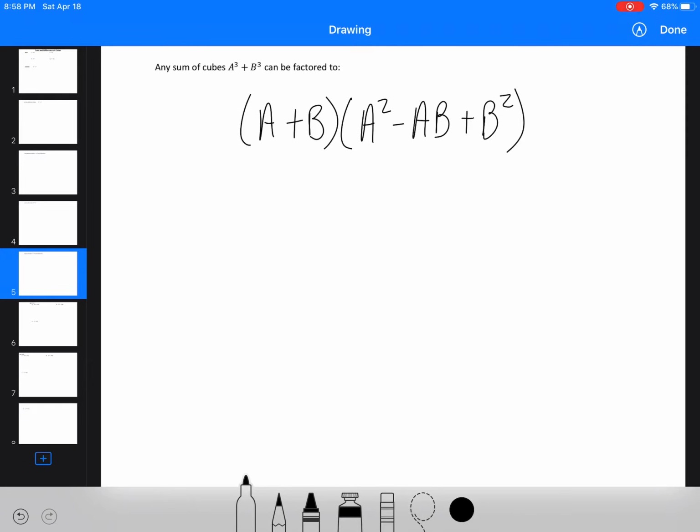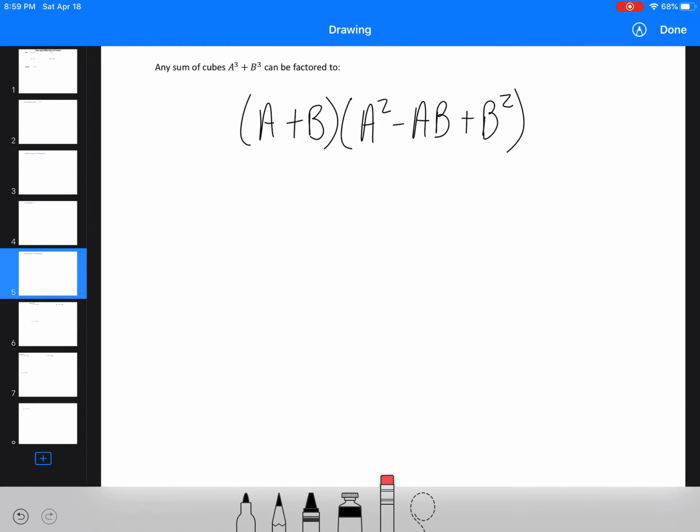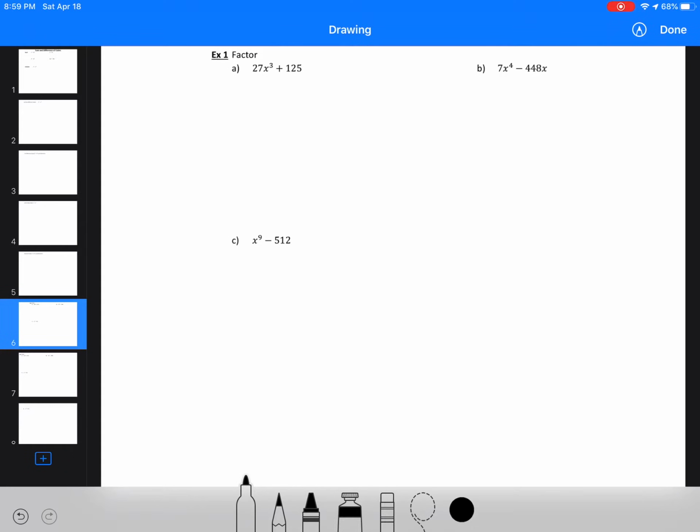A squared minus ab, the sign is different, plus b squared. Okay, now I say the sign is different in the second bracket. In the second bracket, the sign is different in both cases. We've got a minus at the top and a plus in the second bracket. In this one, we've got a plus at the top, and then a minus and a plus in the second bracket.